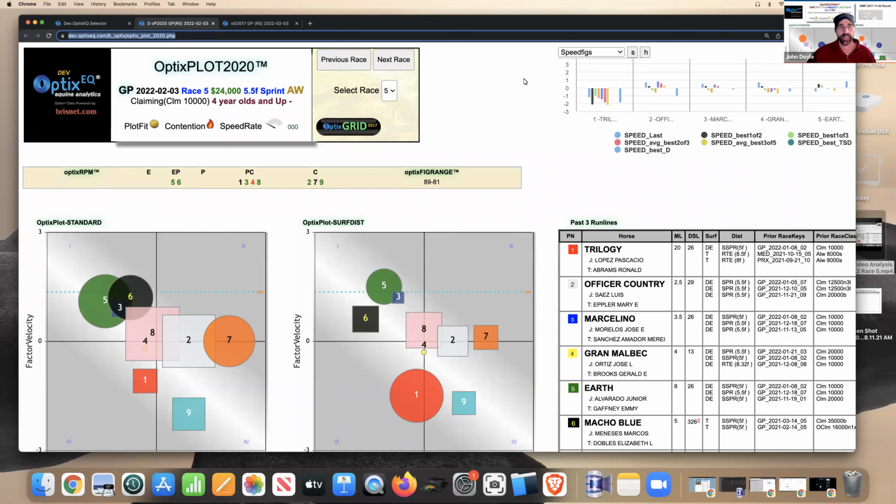It's going to be Thursday, February the 3rd in Gulfstream Park, race 5. And it's a short 5.5 furlong race on synthetic. And I think there's something in it for everyone.